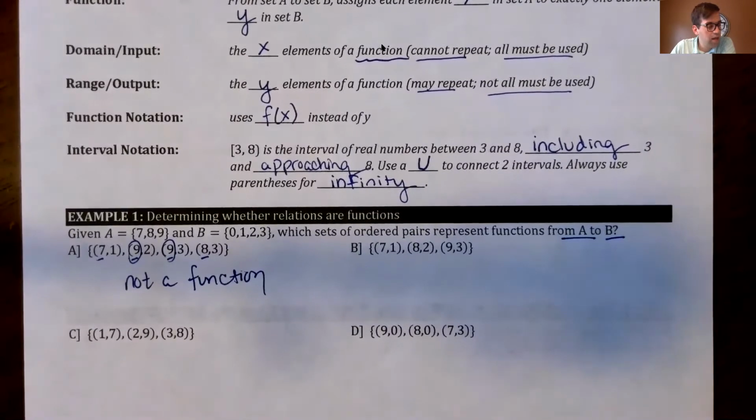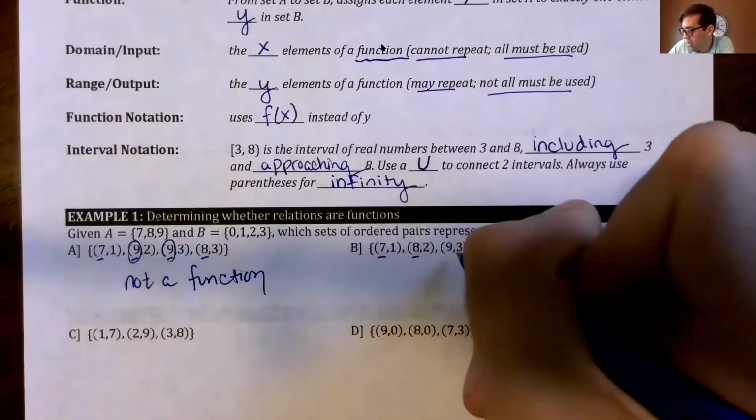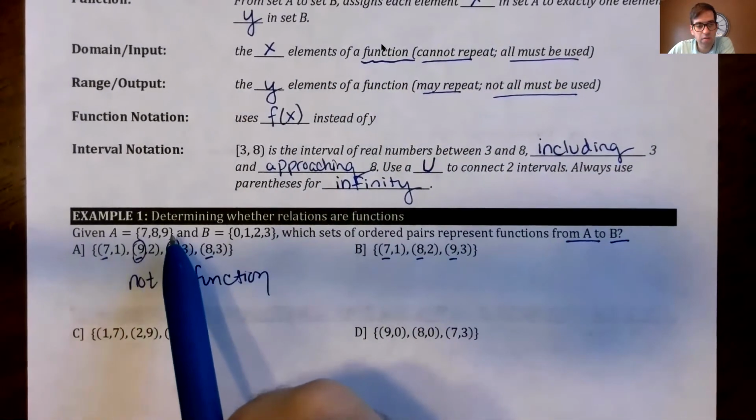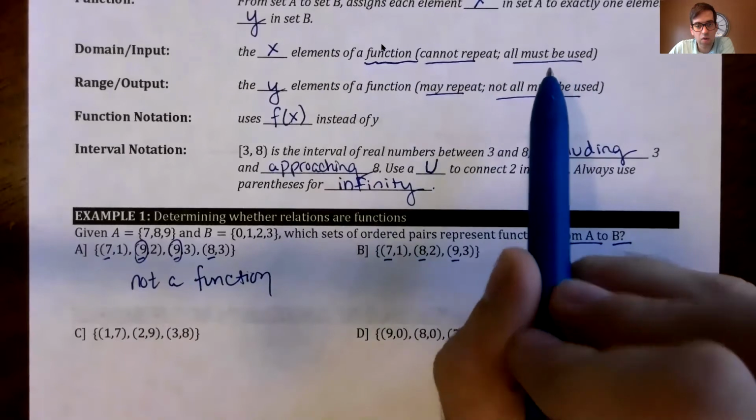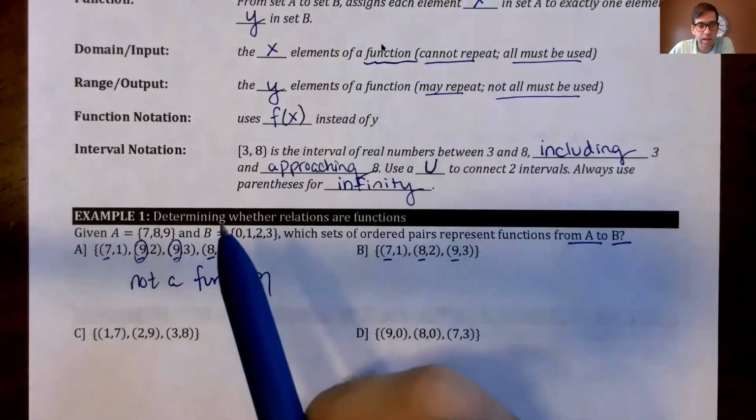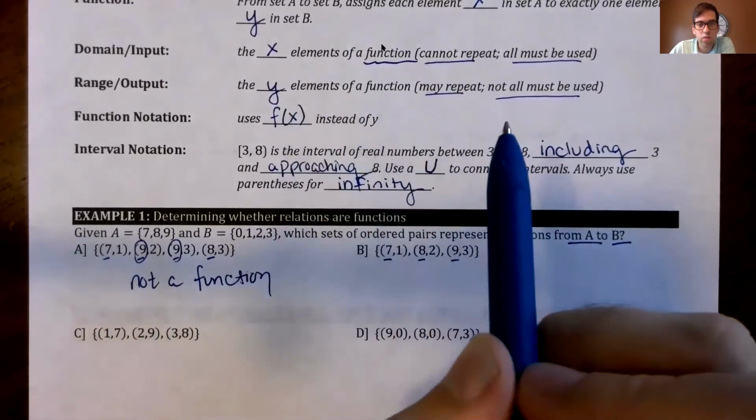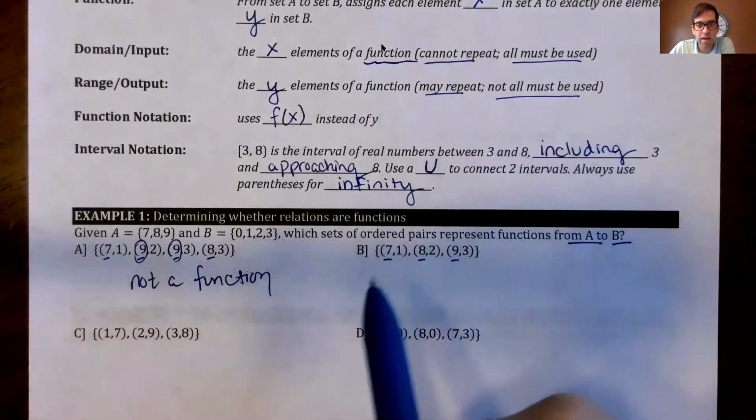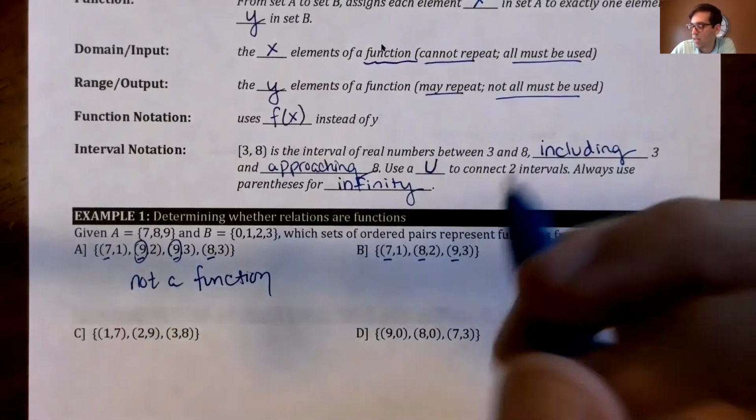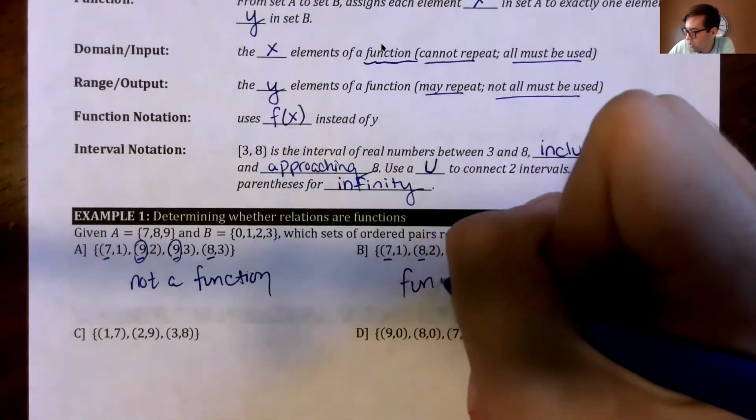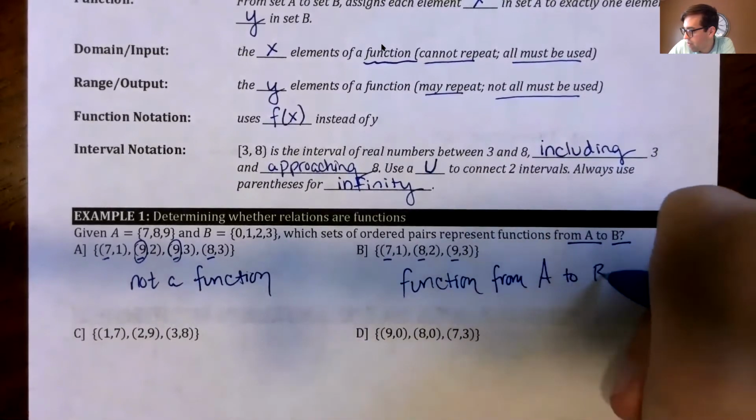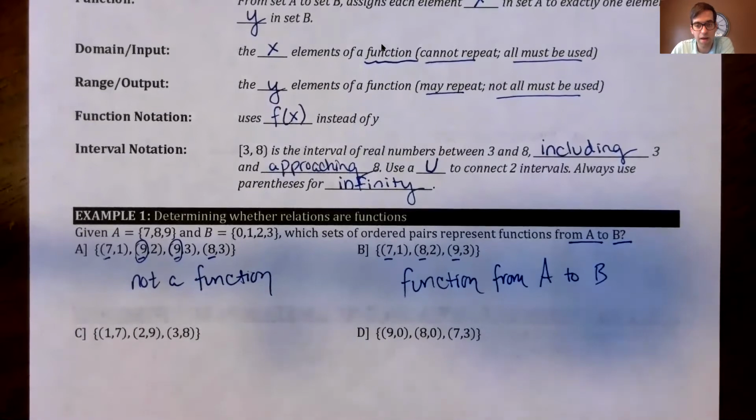For letter B, we have 3 x's this time, 7, 8, and 9. We've used all 3 values from set A. They did not repeat, and they were all used, so that part's good. And then for set B, the range, the values are allowed to repeat, not all must be used, but we have a 1, a 2, and a 3. Those all do come from B, so this is a function. And it does go from A to B. It maps every element of A to an element of B.